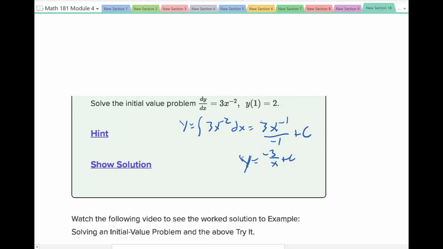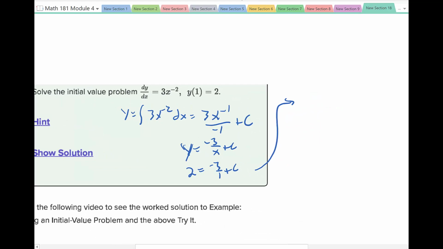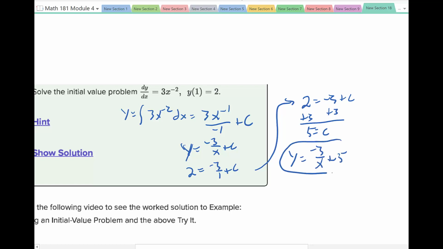Now we have an initial condition where when x is 1, y is 2. So we can say 2 equals negative 3 over 1 plus c. So I'm going to do it up here now. 2 equals negative 3 plus c, so we add 3 to both sides. We have 5 equals c. So y equals negative 3 over x plus 5. Trying to clean up that 5. Just rewrite the whole thing. There.